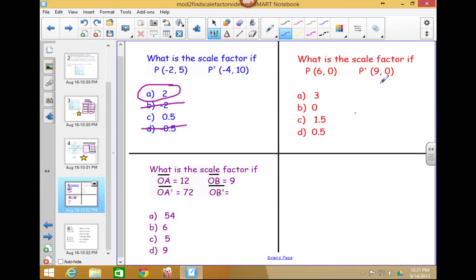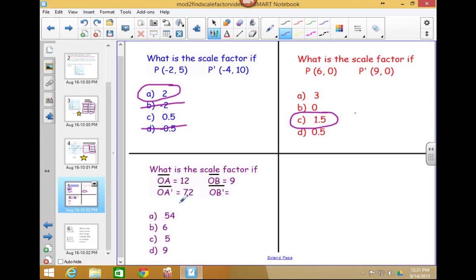For the red example, what is the scale factor if point P was 6 and became 9? A lot of students want to pick 3 because they saw it increase by 3, but be careful, scale factor is a multiplication, and 6 times 1.5 gives me 9, so the scale factor is 1.5.